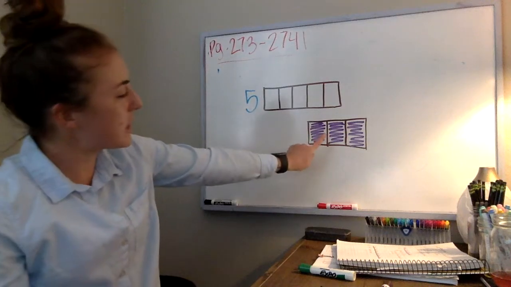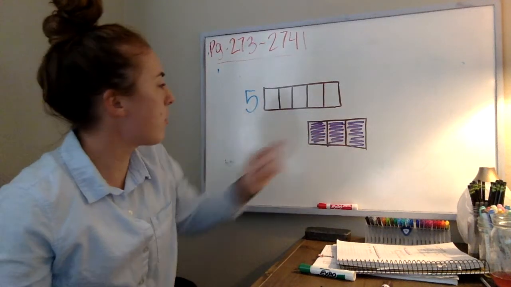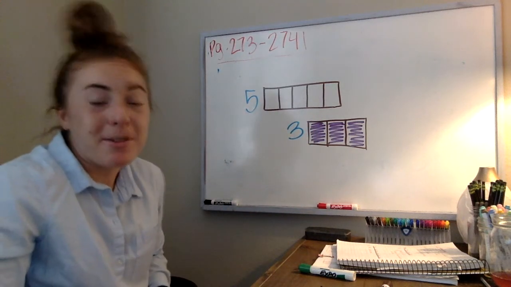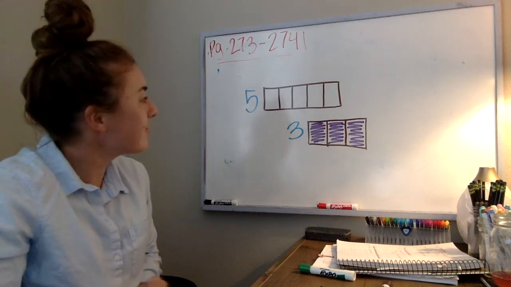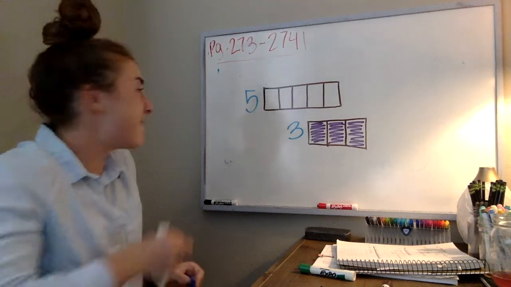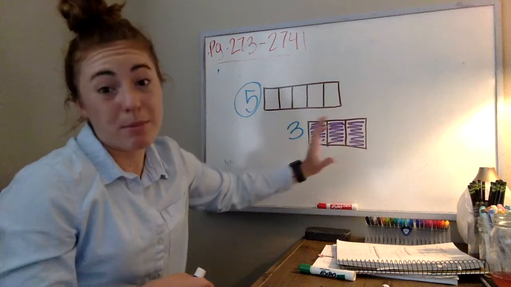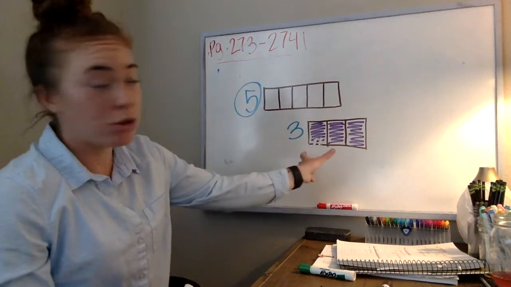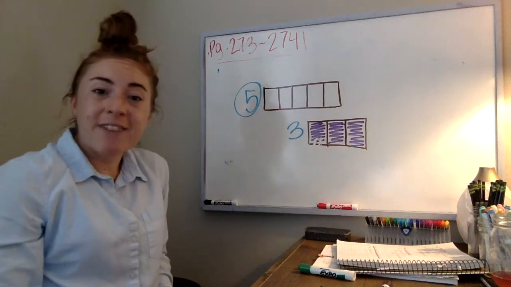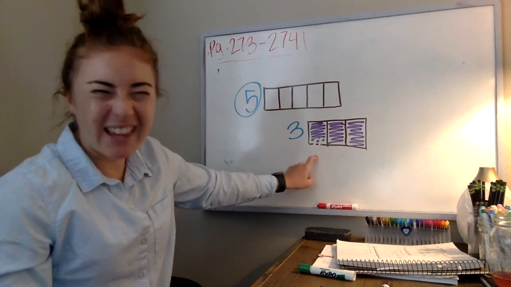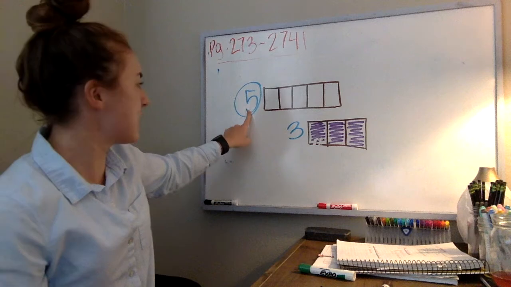Now let's count this one. 1, 2, 3. So now, which one do you think is longer? Yeah, the top one, because 5 is bigger. I actually just drew it more that way, but it's still shorter. So now let's find out how many more squares do I need to add to this one to make it the same length as this one.